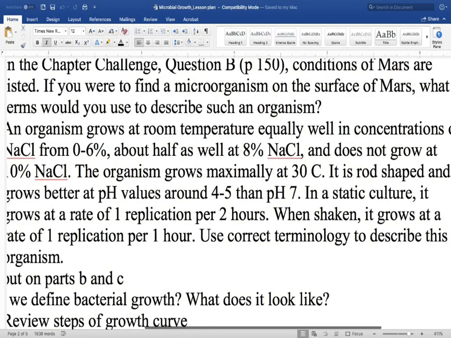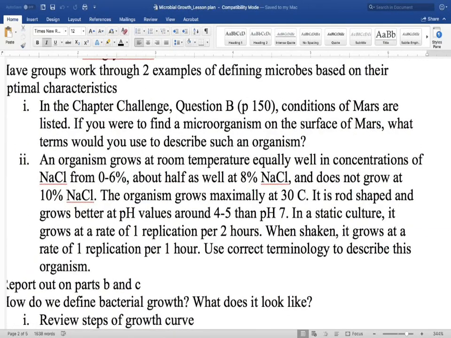Using the terminology that we've been using, I want you to take a look at this one labeled number 2 right here. An organism grows at room temperature equally well in concentrations of NaCl from 0 to 6%, about half as well at 8%, and does not grow at 10% NaCl. The organism grows maximally at 30. It's rod-shaped. It grows better at pH values from 4 to 5 than at pH of 7. In a static culture, meaning not shaken, it grows at a rate of 1 replication per 2 hours. When shaken, it grows at a rate of 1 replication per hour. Use terminology to describe this organism.